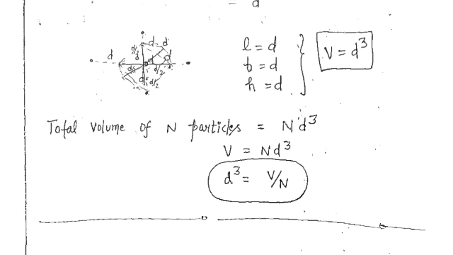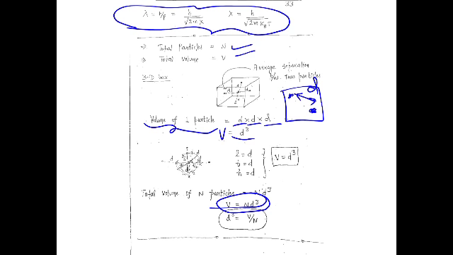We are just assuming that the average distance the particle is traveling is d, and it is in all the three axes. It is d distance in the x-axis, d distance in the y-axis, and d distance in the z-axis. And that's why, on a collective basis, we have just taken the volume of that particular particle, and that volume is d cube. So the volume of the n particles will now become nd cube. Alright.